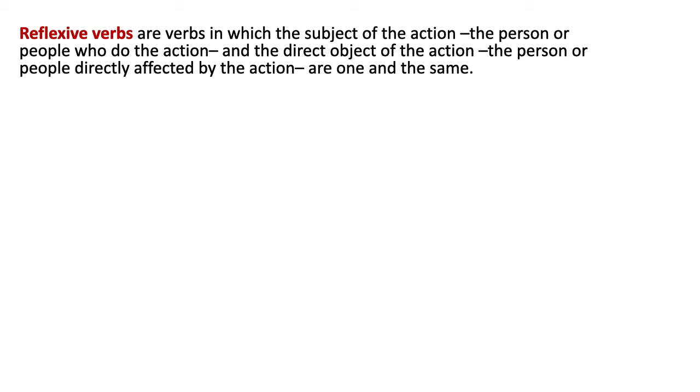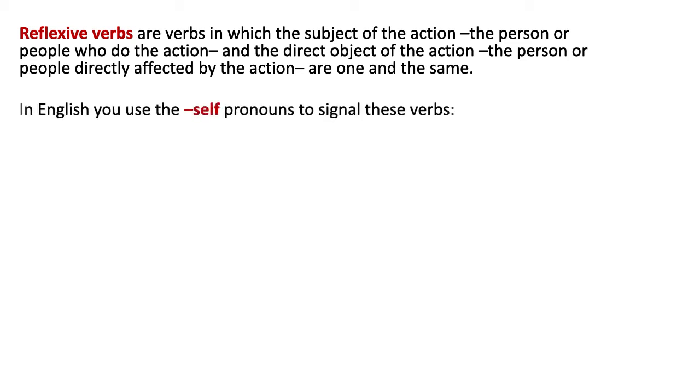Well, let's look at how these things work in English, because in English you actually also have a way to talk about actions in which the person that does them and the person that is affected by them are one and the same. In English, you use the self pronouns to signal these verbs. Let's look at some examples.